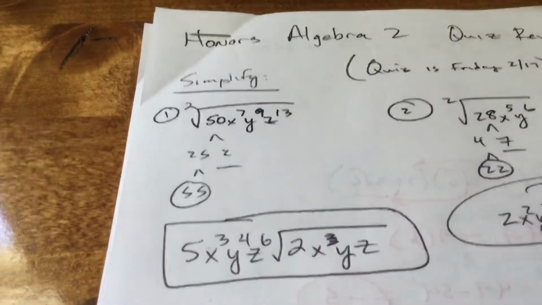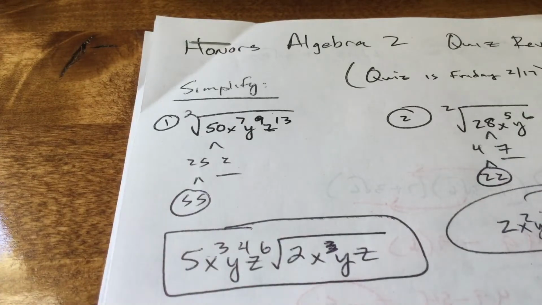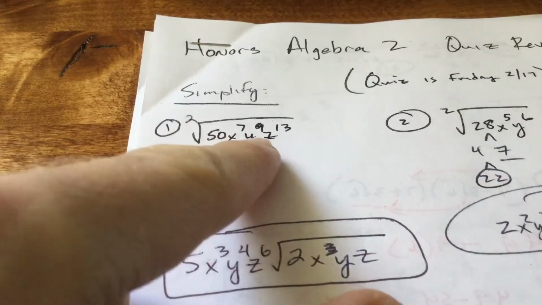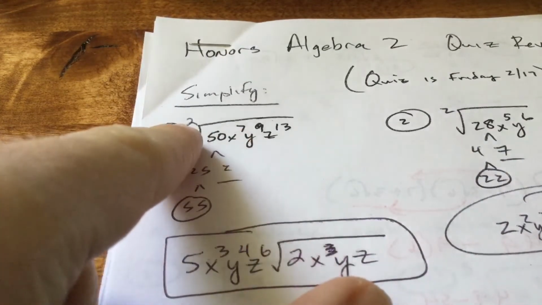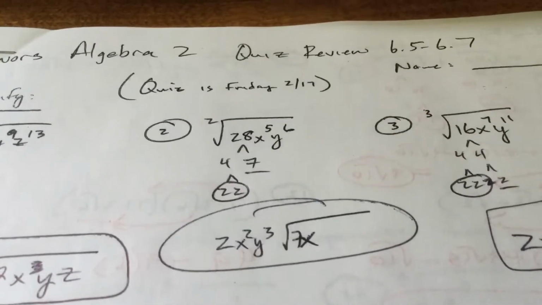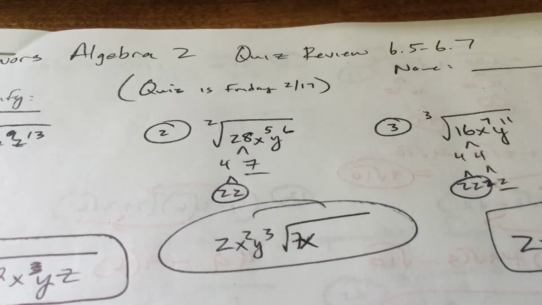All right, simplify, folks. Take the square root of 50. That's 5 root 2. Ask yourself, 2 goes into 7 3 times, 1 left over. 2 goes into 9 4 times, 1 left over. 2 goes into 13 6 times, 1 left over. I'm just pretty much going to give you the answers here. Again, if it's a square root, there's an imaginary 2 on the outside. That helps you with the leftover exponents.